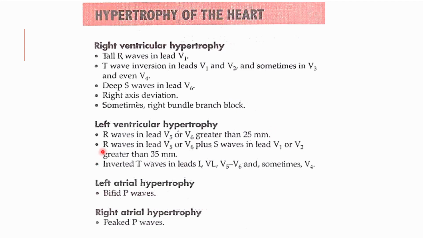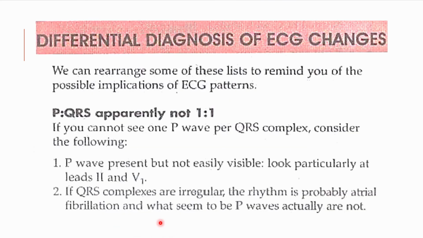And then the R waves in lead V6 plus the S waves in lead V1 and V2, if they are greater than 35, then you make a diagnosis of left ventricular hypertrophy. You may get sometimes T wave inversion in lead 1, lead AVL, lead V5, V6, and sometimes lead V4. In left atrial hypertrophy, you get a bifid P wave, which is known as a P mitrale. In right atrial hypertrophy, you get this peaked P wave, which is known as P pulmonale.